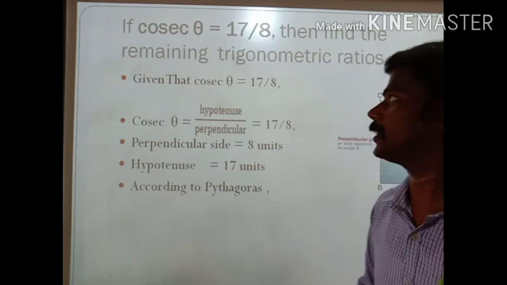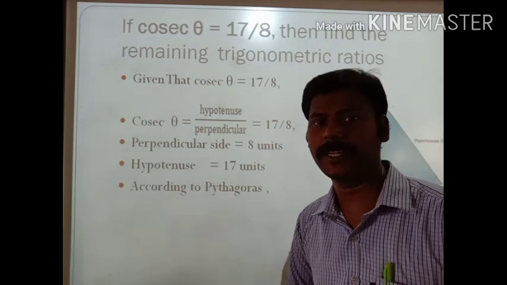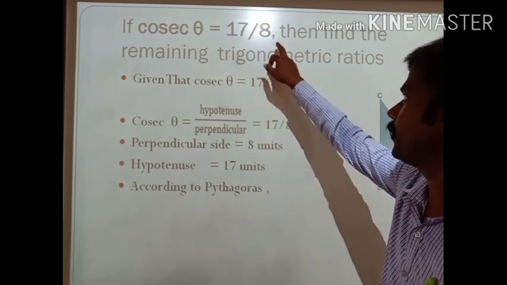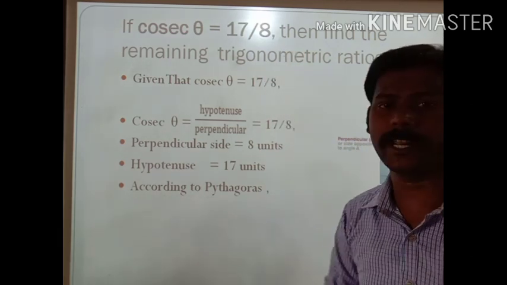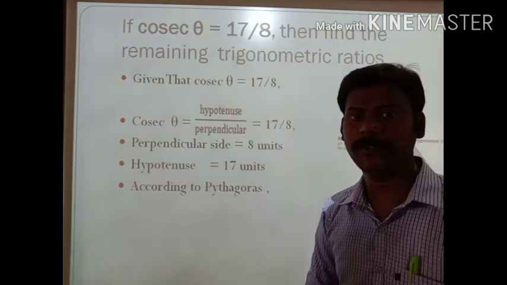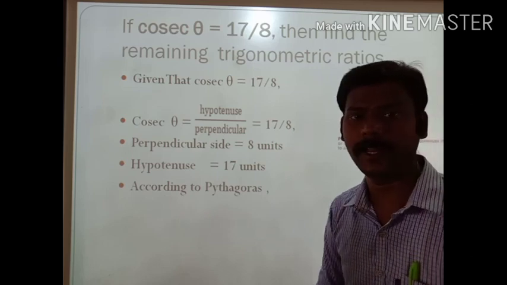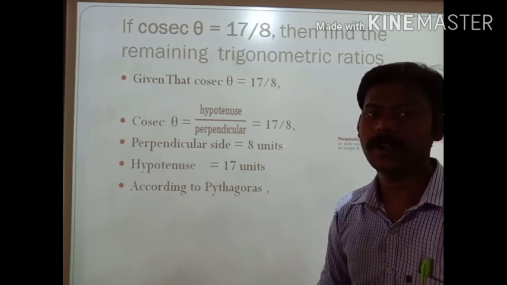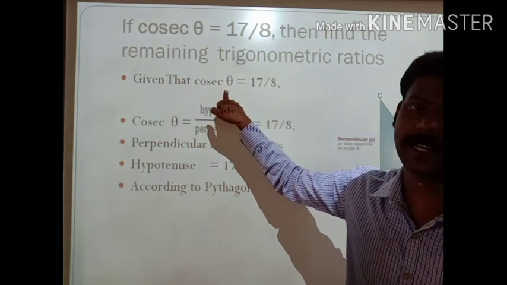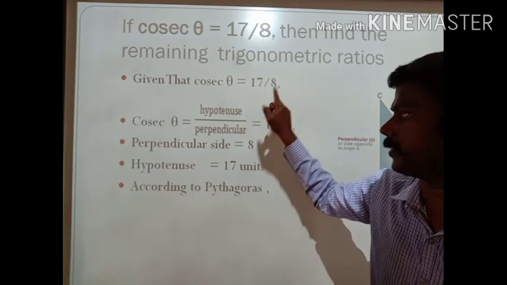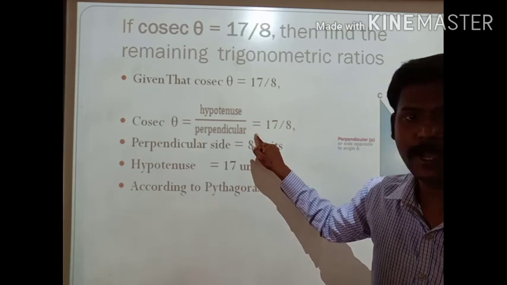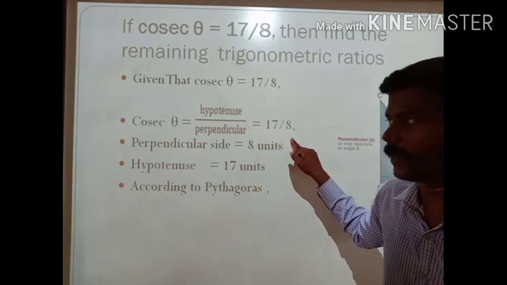Next, come to the second problem. What is the second problem given here? Cosecant theta is equal to 17 by 8. Then find the remaining trigonometric ratios. First of all, remember the definition of cosecant theta, substitute the values and find the remaining trigonometric ratios. So what is given in the question? Cosecant theta is equal to 17 by 8. According to the definition, cosecant theta is equal to what? Hypotenuse by perpendicular, 17 by 8.